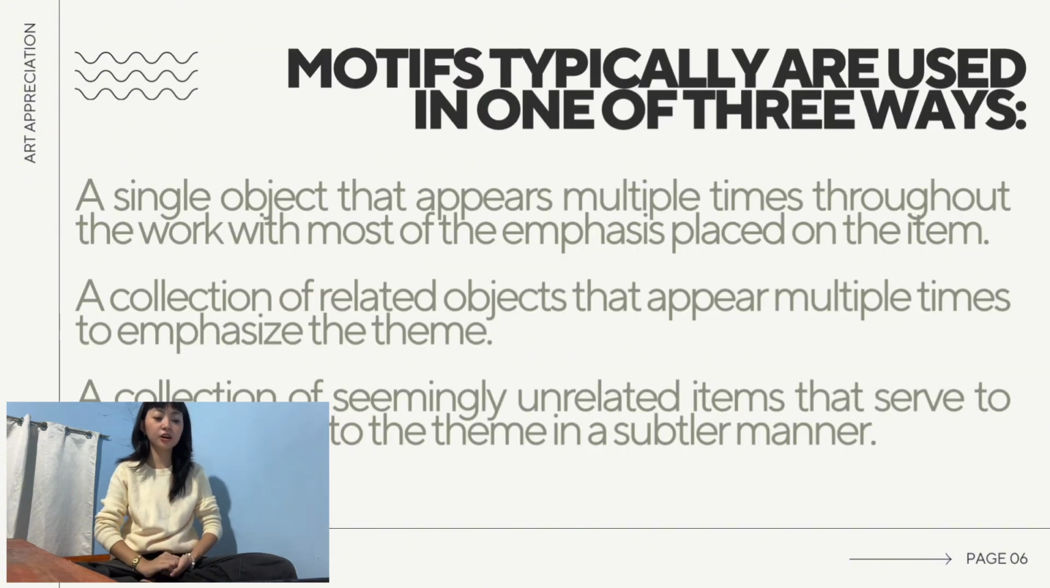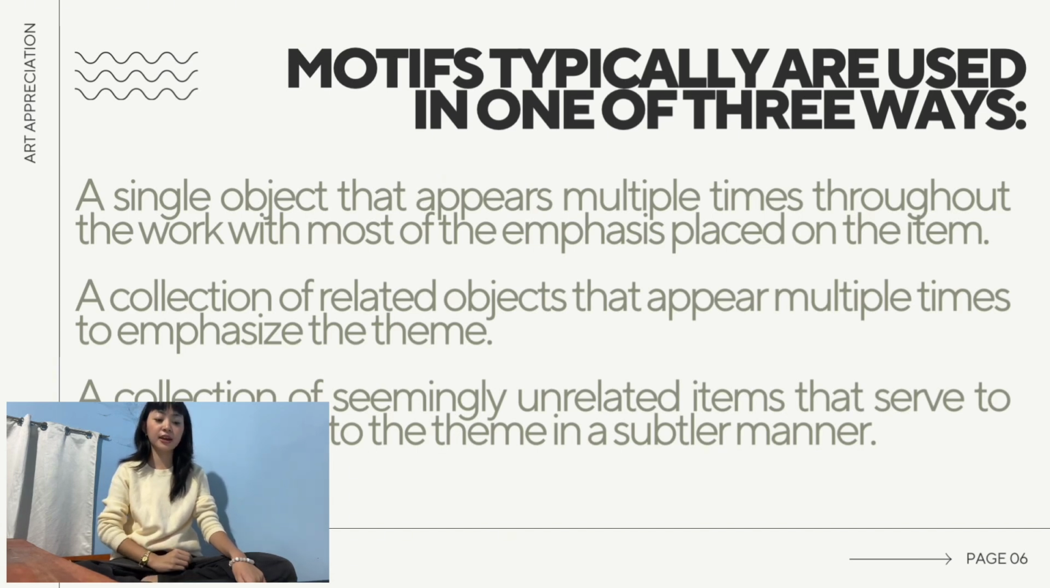Motifs typically are used in one of three ways. First, a single object that appears multiple times throughout the work with most of the emphasis placed on the item. Secondly, a collection of related objects that appear multiple times to emphasize the theme. And lastly, a collection of seemingly unrelated items that serve to draw attention to the theme in a subtler manner.